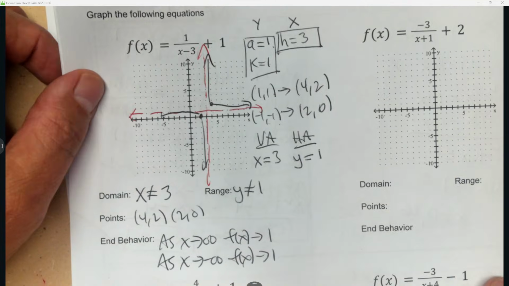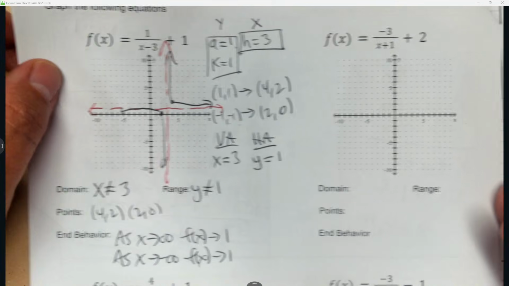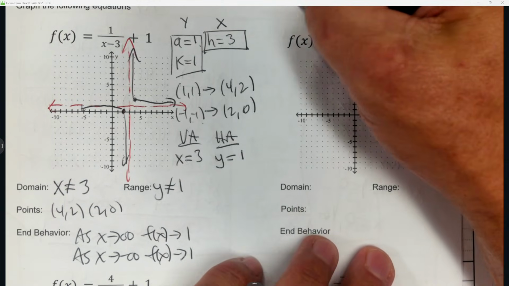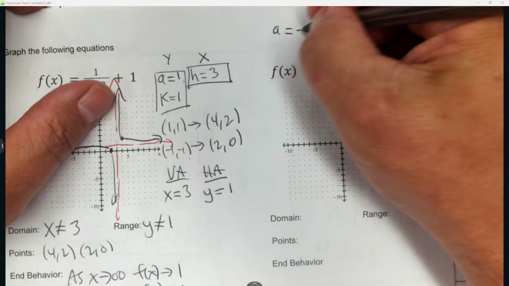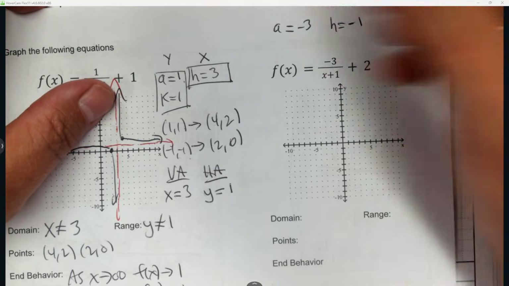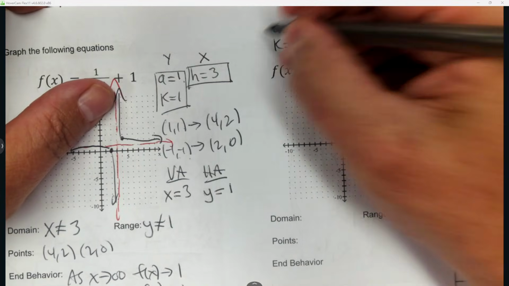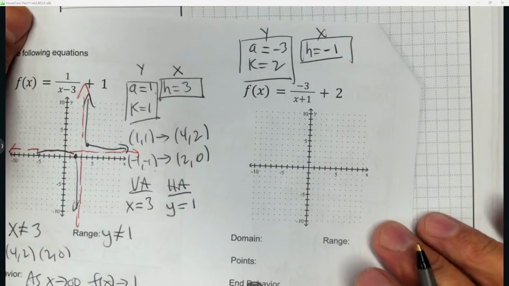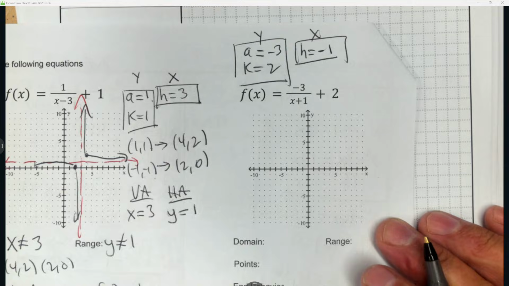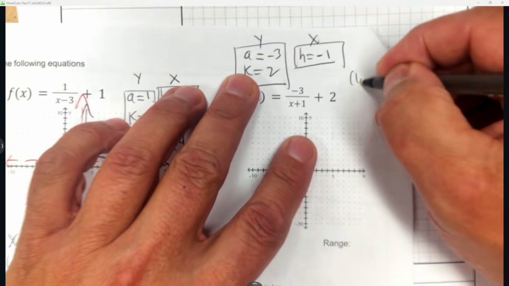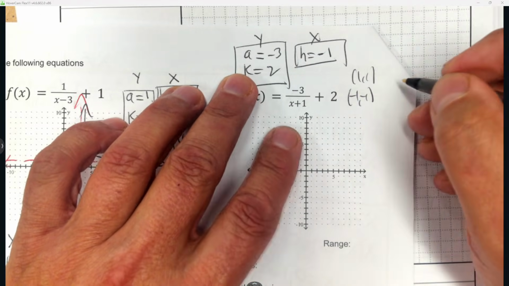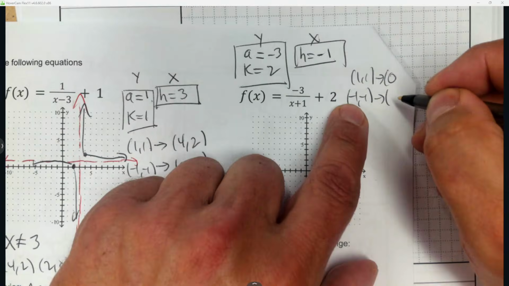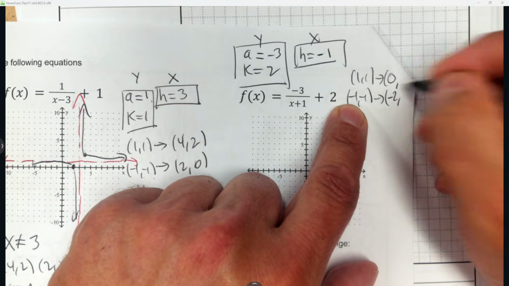All right, let's practice that again so we can graph a reciprocal. So I'm going to do that up here just a little bit. So A is -3 and H is -1 and K is 2. Put a box around it. That changes the Y. This changes the X. The 2 points that we're going to change are 1, 1 and -1, -1. So we're going to subtract 1. That's 0. When I subtract 1 to -1, that's -2.